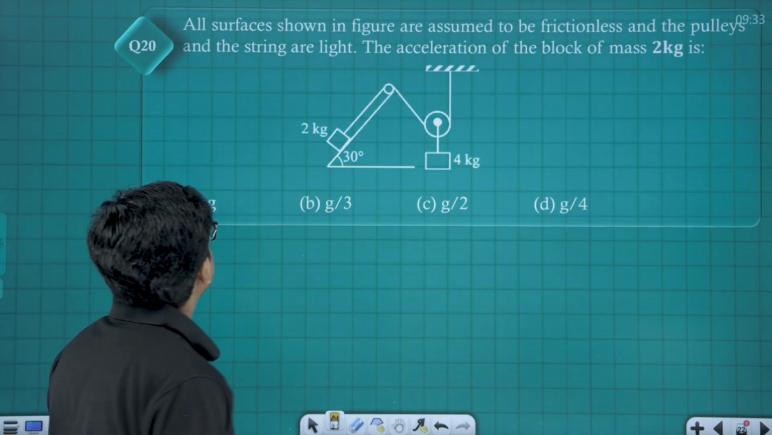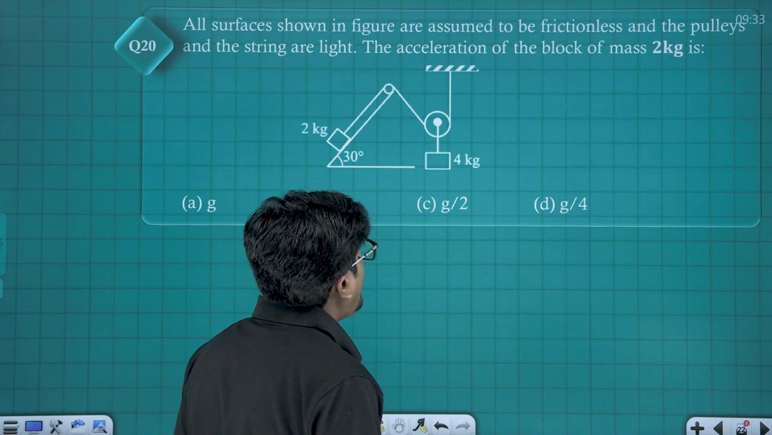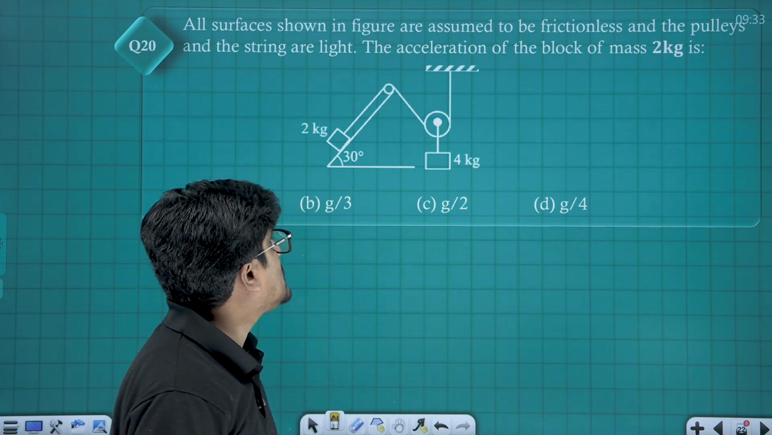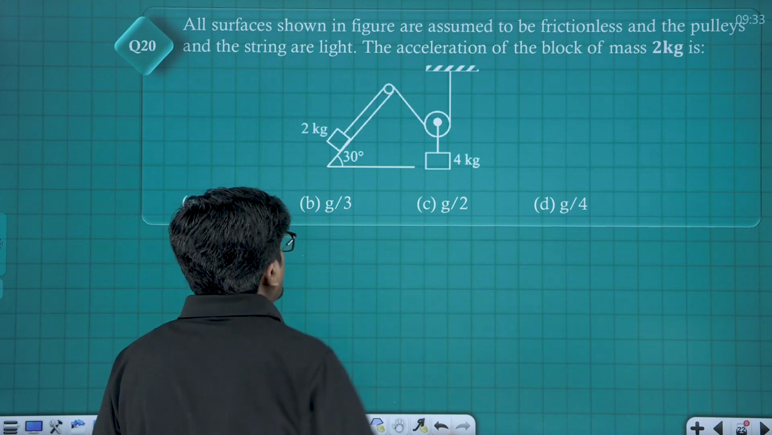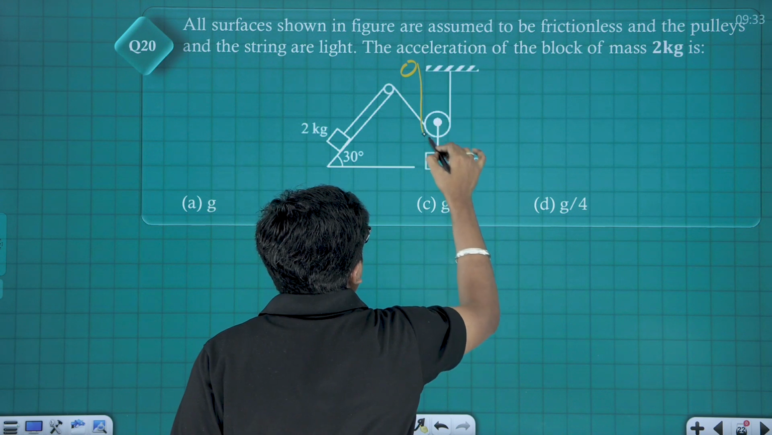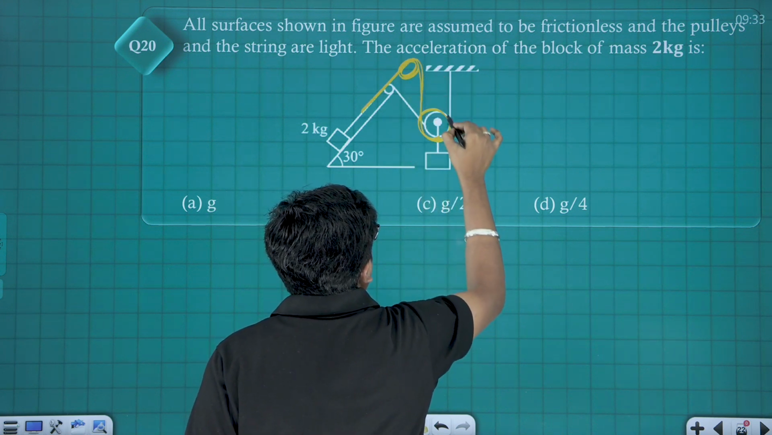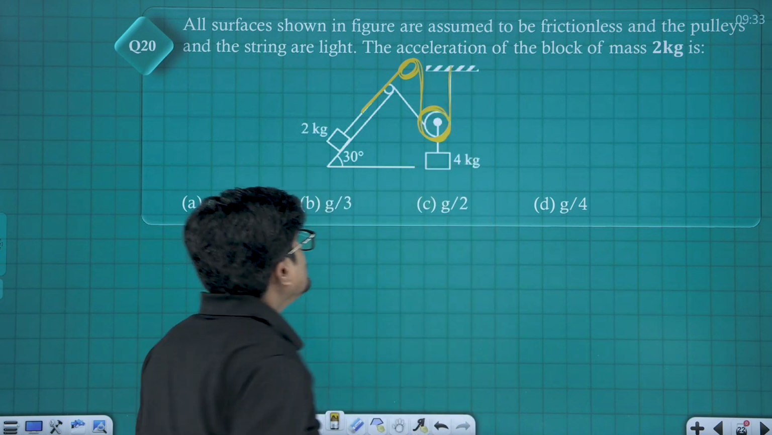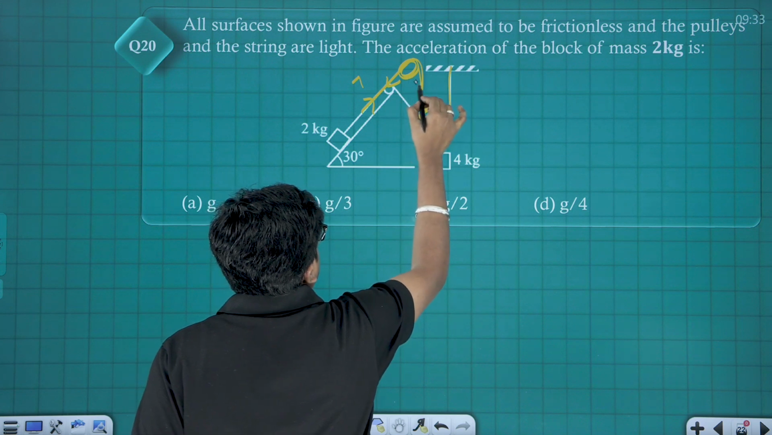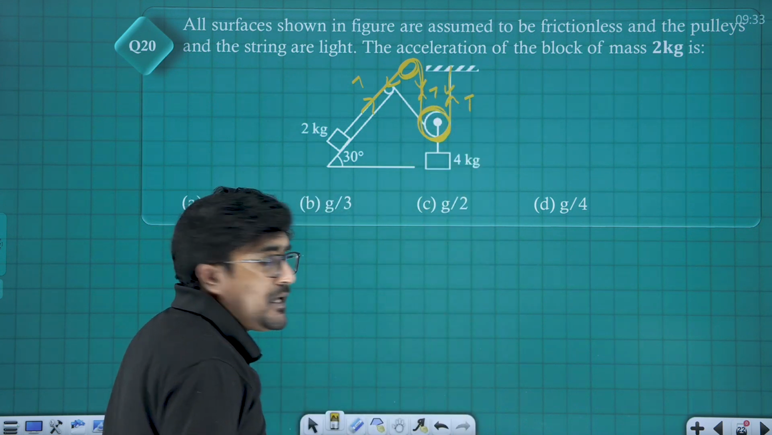Question number 20 says, all surfaces shown in the figure are assumed to be frictionless and the pulley and the string are light. The acceleration of the block of mass 2 kg is. In this case, the position is a bit up. So the diagram is like this. Now, here let me mark the tension as T. So here also it's going to be T and here also it's going to be T.